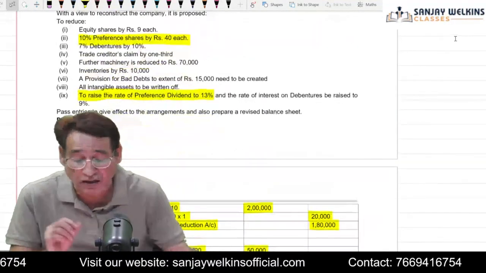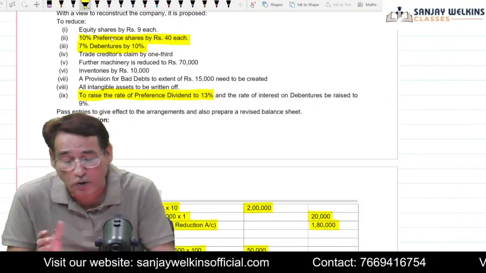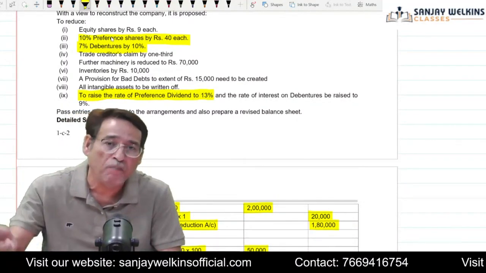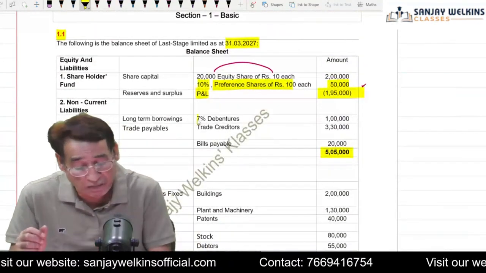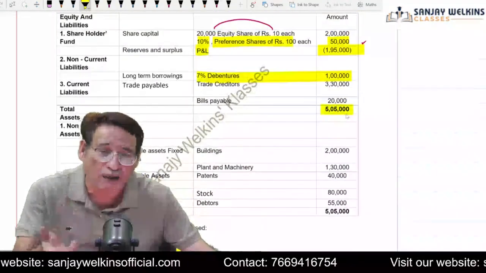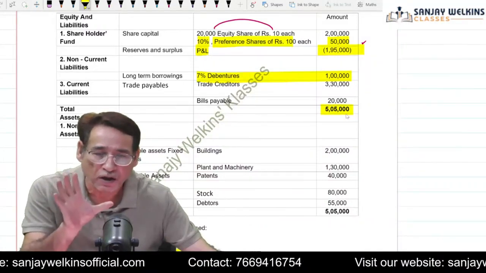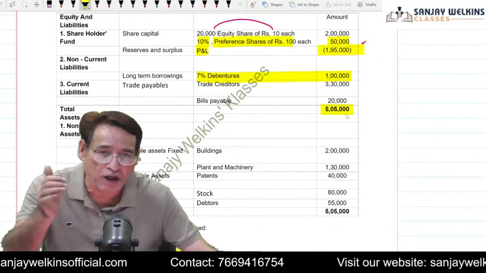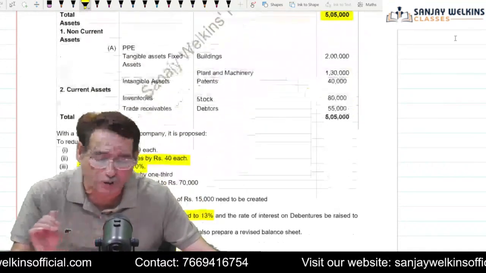Then, in this case, it is written 7% debenture reduced by 10%. It means to reduce 7% debentures by 10%. The 7% debentures in the balance sheet are given to you at rupees 1 lakh. They are being reduced by 10%. That means 10% of 1 lakh is 10,000. So now the value of debenture has come down from 1 lakh to 90,000. Is it clear to you? And 10,000 will be taken to reconstruction.